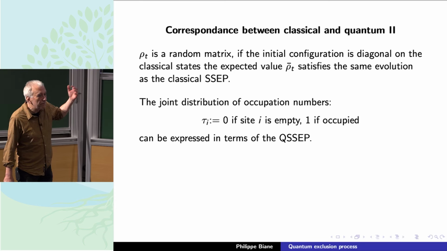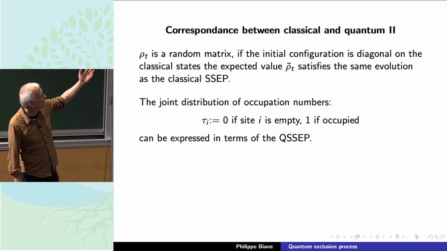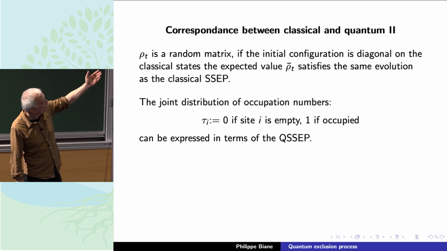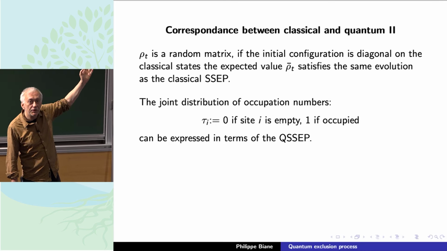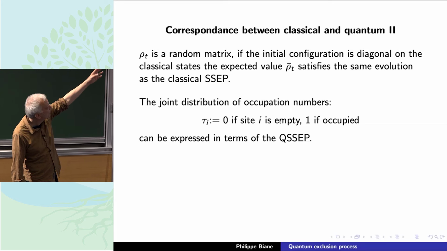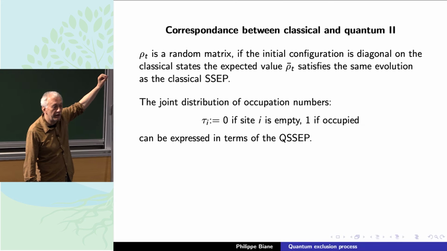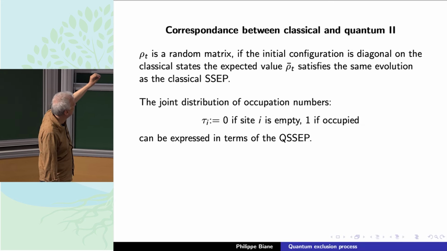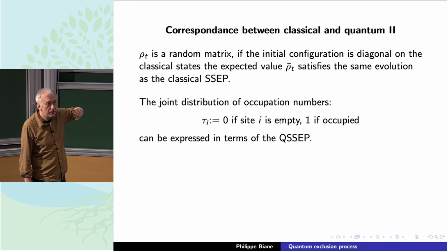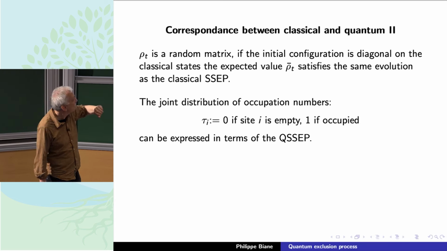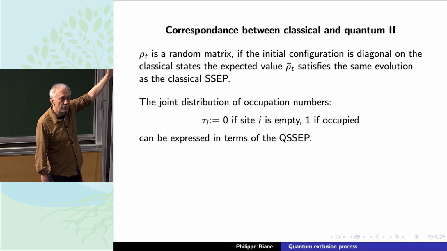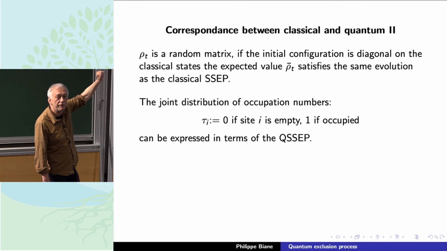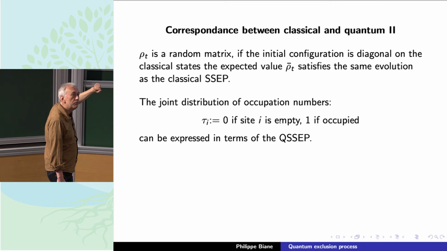Okay, so in particular, what we can deduce from that is that if we look at the occupation numbers of the classical exclusion process, I will call them tau I. Tau I is a random variable on your process, which is 0 if the site I is empty, and 1 if the site I is occupied. So these are the random variables under the stationary measure of the classical exclusion process.